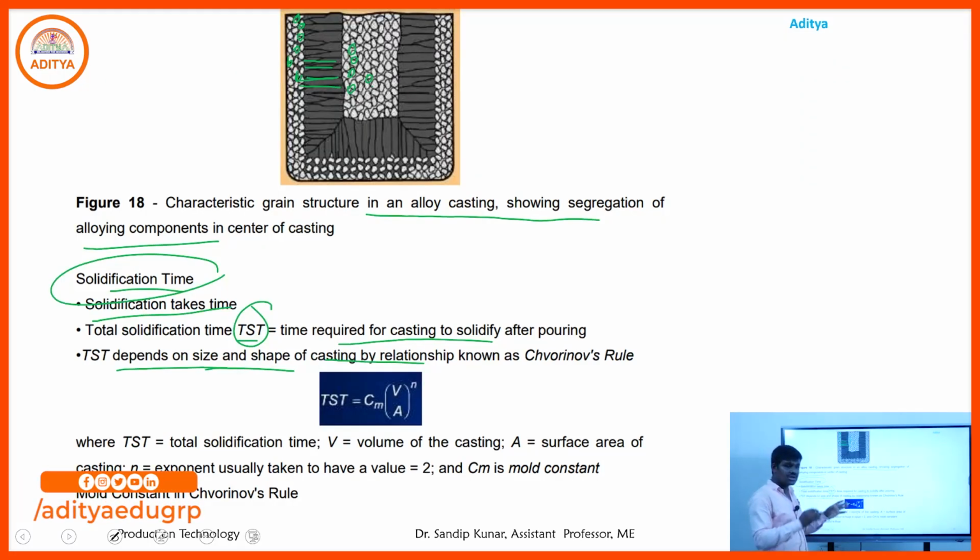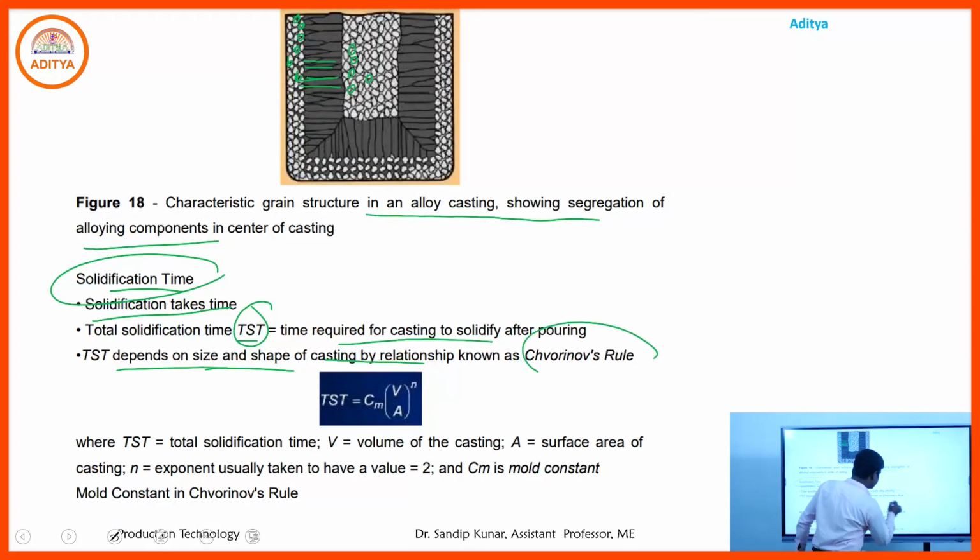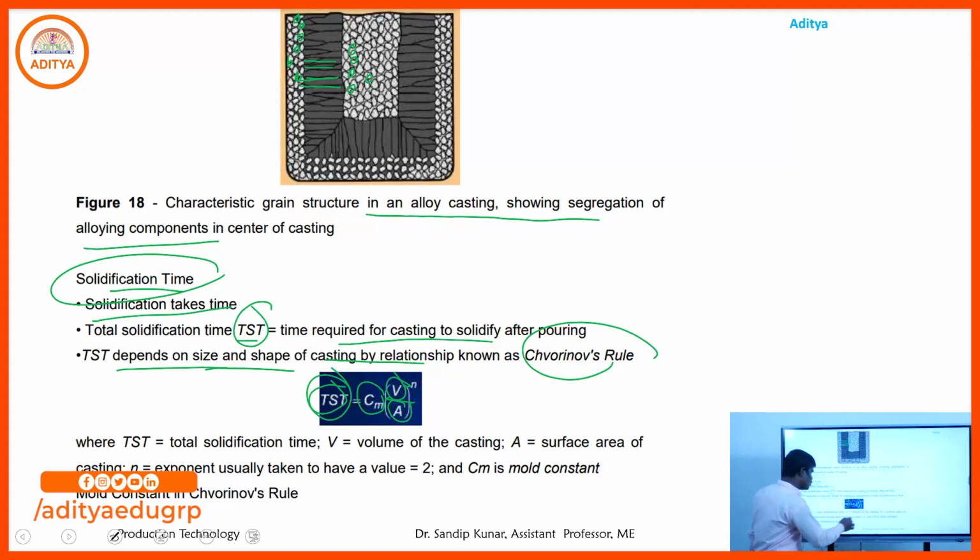That relationship was correlated by the scientist Chvorinov, and that rule is called Chvorinov's rule. What is Chvorinov's rule? Total solidification time TST equals Cm times (V by A) whole to the power n. Here TST means total solidification time, Cm is the mold constant, V is the volume of the casting, and A is the area of the casting. Here n is the exponent. Generally it is taken as 2.